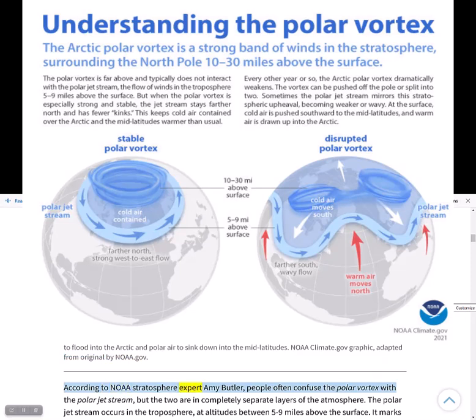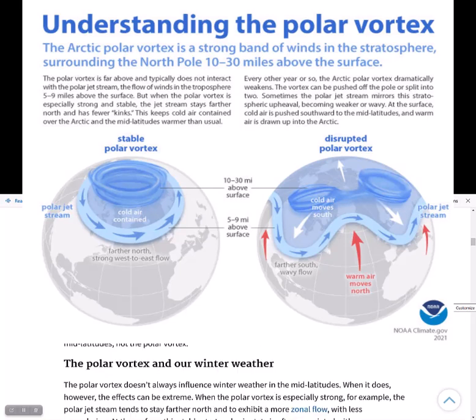According to NOAA stratosphere expert Amy Butler, people often confuse the polar vortex with the polar jet stream, but the two are in completely separate layers of the atmosphere. The polar jet stream occurs in the troposphere, at altitudes between 5 to 9 miles above the surface. It marks the boundary between surface air masses, separating warmer, mid-latitude air and colder, polar air. It's the polar jet stream that plays such a big role in our day-to-day winter weather in the mid-latitudes, not the polar vortex.